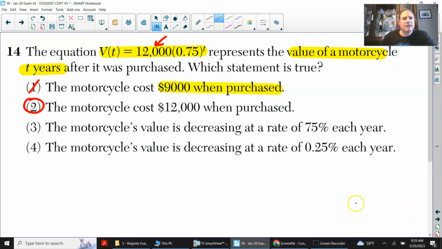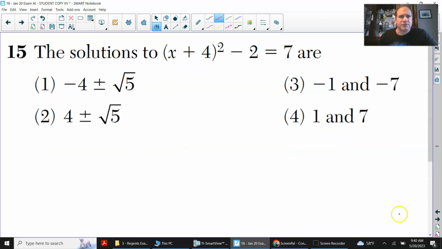There's no way. You really have to look at the rest of it. Cost $12,000. It is not decreasing at a rate of 75% a year. Remember, inside those parentheses, that is a decay. It's a decrease, but it's 1 minus 0.25 to get the 0.75. And this is indicating, if they asked you, a 25% decrease in value of that motorcycle every year. All right, but number 2 is the answer, choice 2.